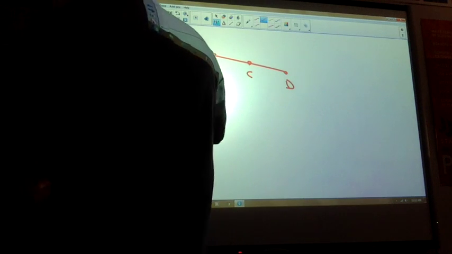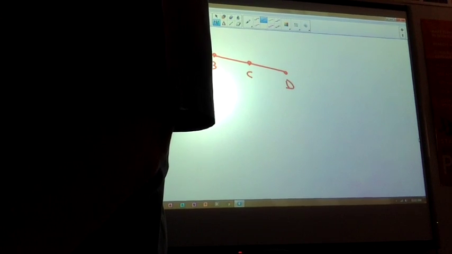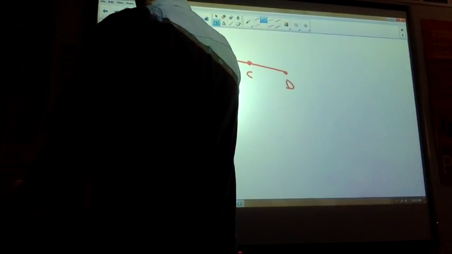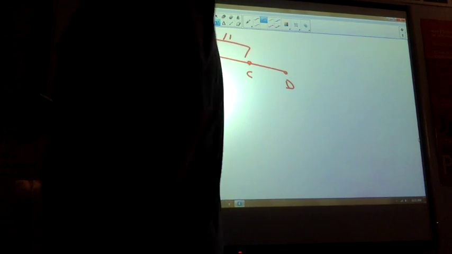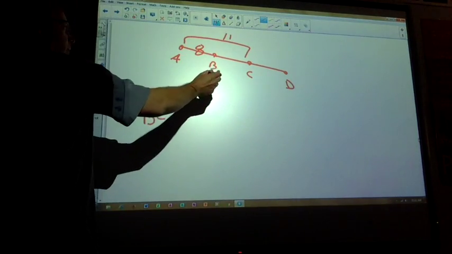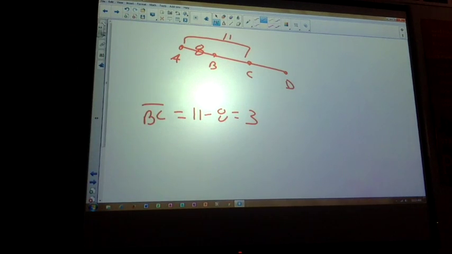Okay, so they want us to figure out BC. And they tell us that AB is 8, and they tell us AC is 11. I have enough information to do that because I know that 11 minus 8 has to be 3. That's the segment subtraction. Anything else on problem number 1 that you need me to go over? All right. Good.